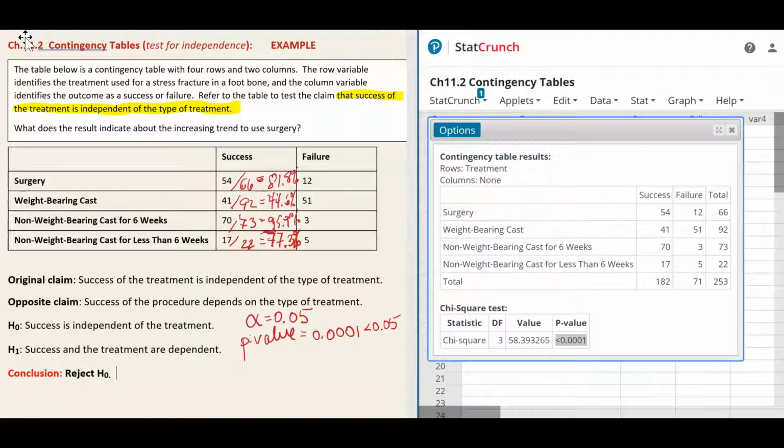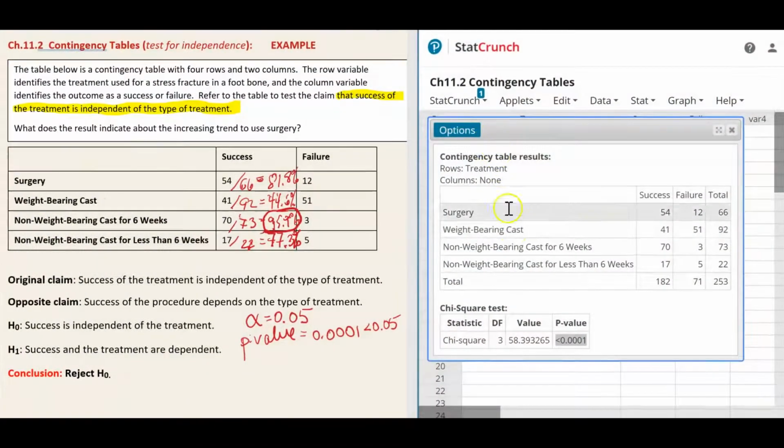The success rates suggest that the best treatment is to use non-weight-bearing cast for 6 weeks. It has a 95.9% success rate. Now let's go back to the second part of our question. What does the result indicate about the increasing trend to use surgery? Well, the results suggest that the increasing use of surgery is a treatment strategy that is not supported by the evidence, because we could see from the calculations that the best treatment for a stress fracture in the foot bone is non-weight-bearing cast for 6 weeks.